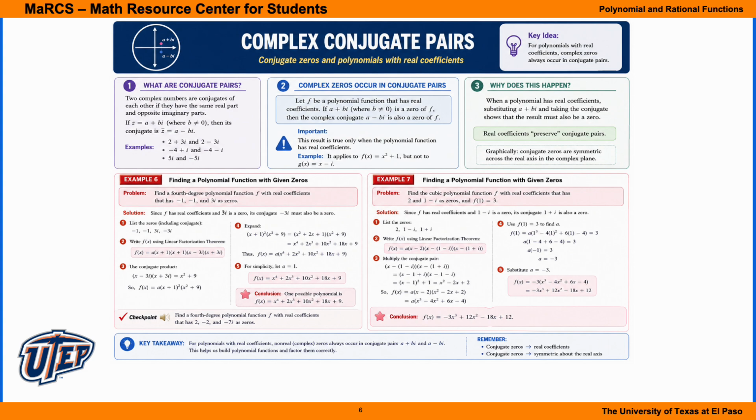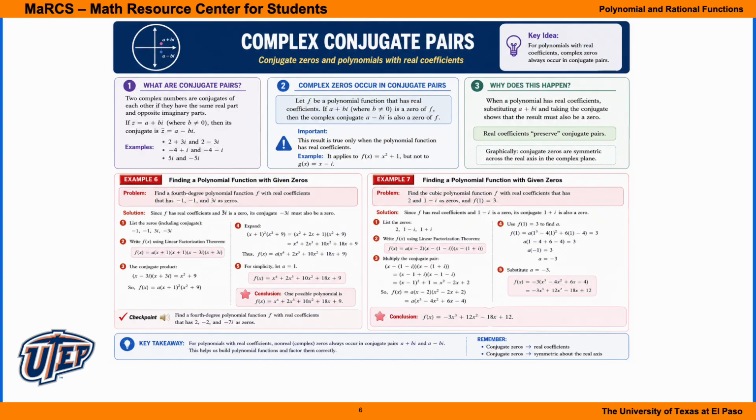Now we have some examples. 2 plus 3i. So its complex conjugate will be 2 minus 3i. Now here's the theorem that connects complex conjugate pairs to polynomial functions. So let f be a polynomial function that has real coefficients. If a plus bi, where b is not equal to 0, is a 0 of f, then the complex conjugate a minus bi is also a 0 of f.